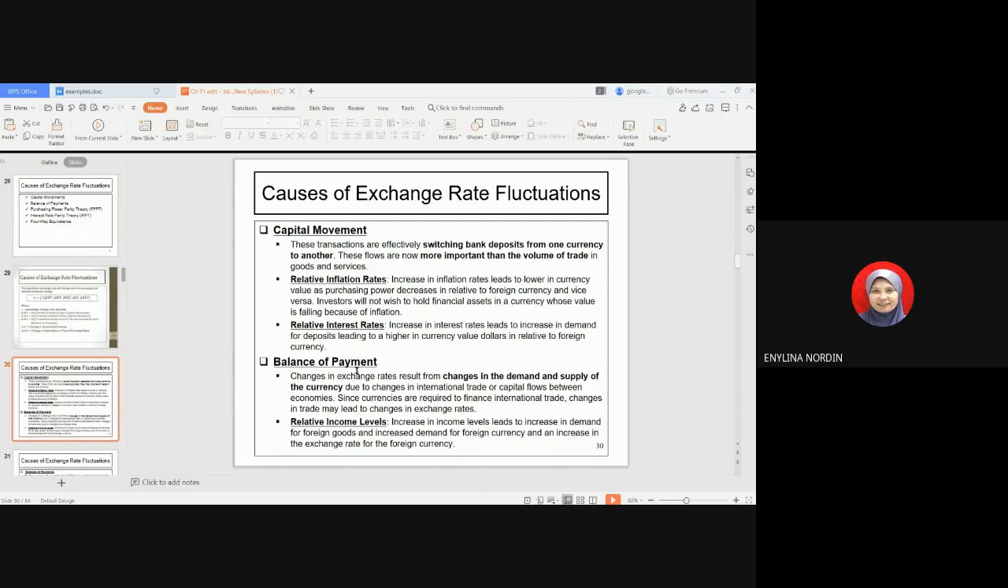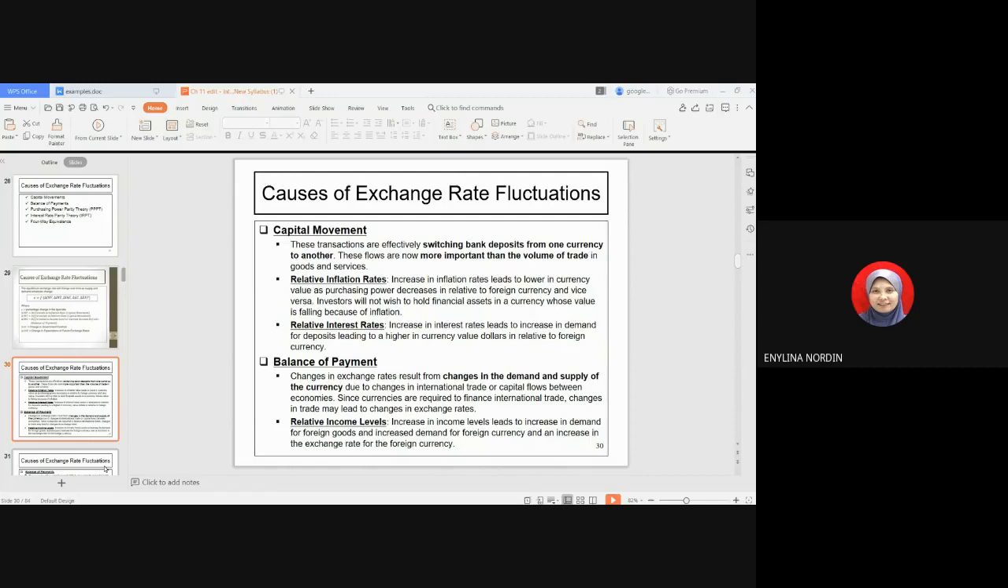So what happens if the current account is in deficit, and also in surplus? If there is a deficit in the current account, where import is more than export, it will cause depreciation of the currency. And if there is a surplus in the current account, where export is more than import, it will cause appreciation in its currency.